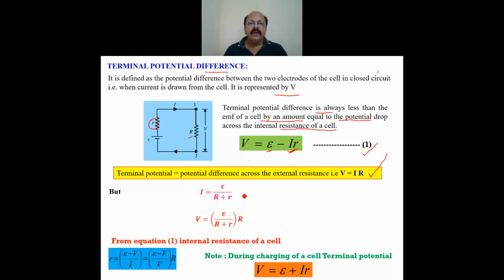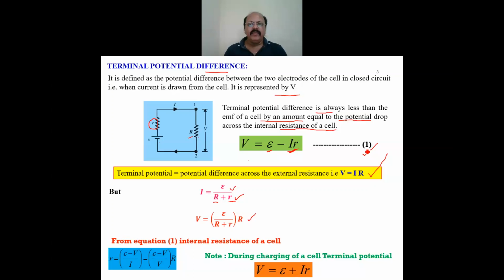Since the total current I is equal to the maximum potential difference divided by the total resistance, so I is E upon R plus r. R is the external resistance, small r is the internal resistance. Substitute this value here, then you will get V equal to E upon R plus r into R.